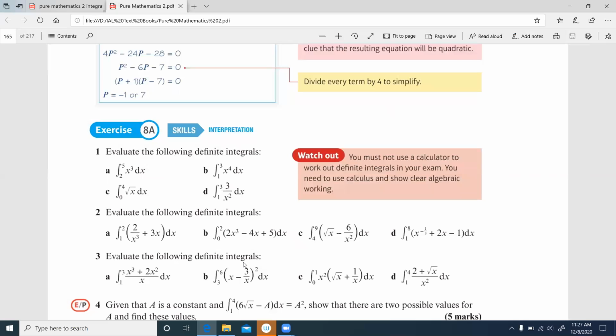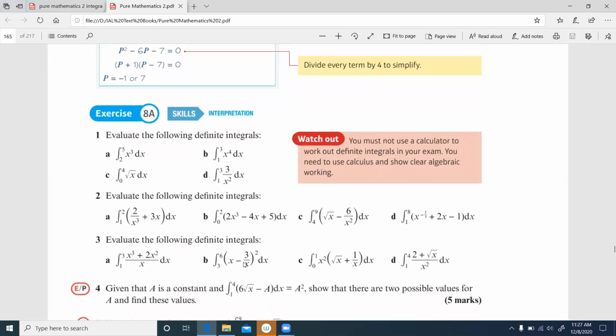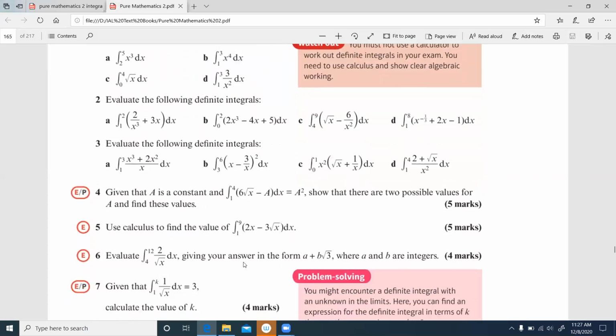So I think you can do the first few questions. Just try out those, and if you have any doubts, bring them in the next class. I'll go straight to question number 4 today. This question number 4 is given that a is a constant, and the integration from 1 to 4 of 6 square root of x minus a dx. A is just a constant, like a value 5 or 6. Show that there are two possible values of a and find these values.